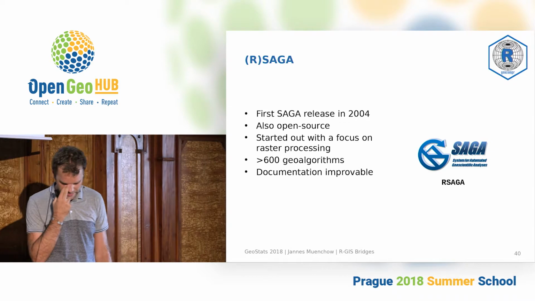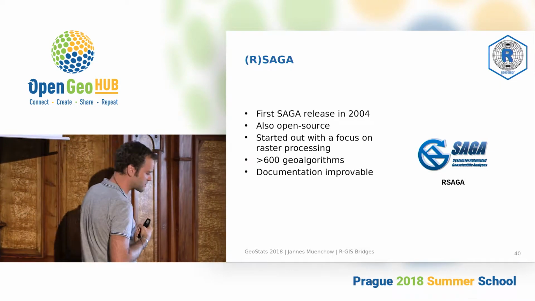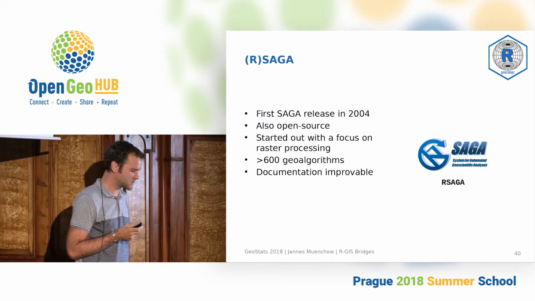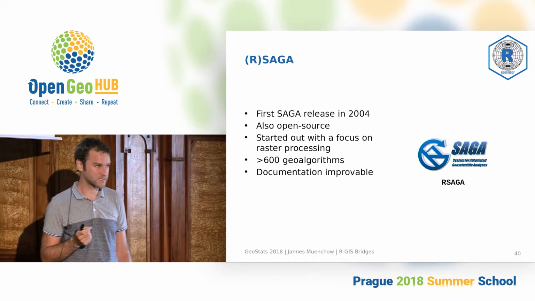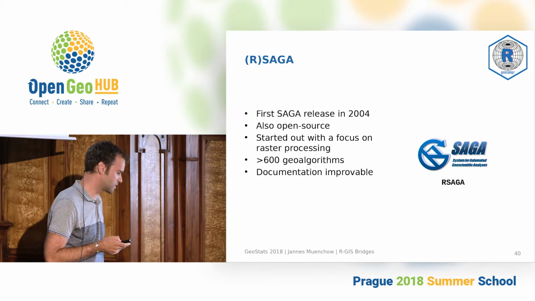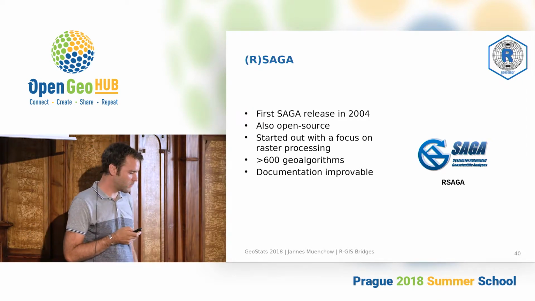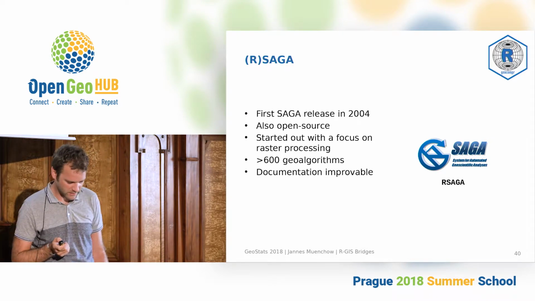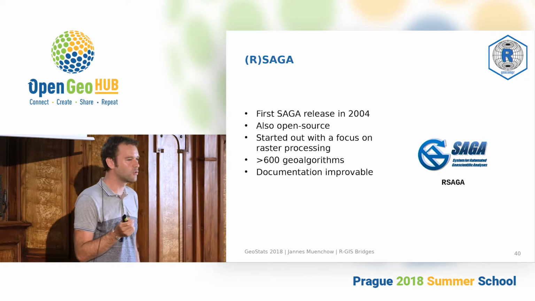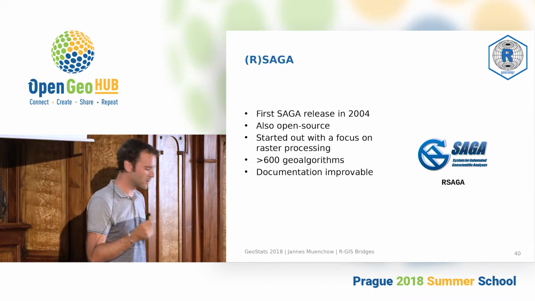Good. This was QGIS. Let's have a quick glance at SAGA. SAGA was released in 2004. This is also open source, and it started out with a focus on raster processing, so hydrology and I think also geomorphology were the main target areas in the beginning. At the moment, there are more than 600 geoalgorithms available. Okay, who has used SAGA? Okay, quite a few people.